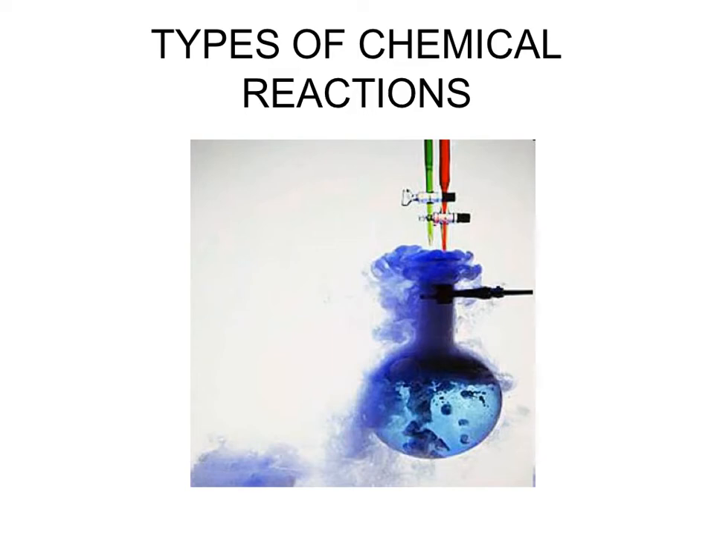Okay, so now that we know the basic formatting for chemical reactions and we can identify that they're existing, it's time to start identifying what kinds of reactions we're working with. And we're going to start with 5 major types.